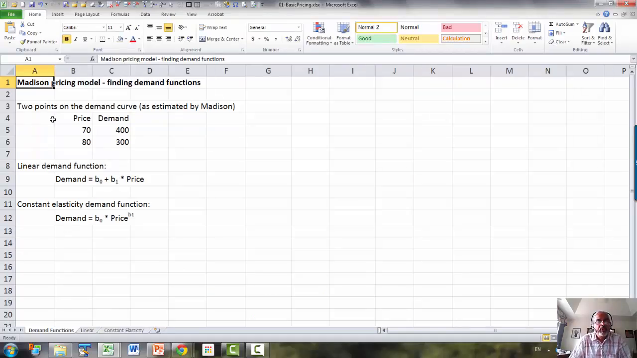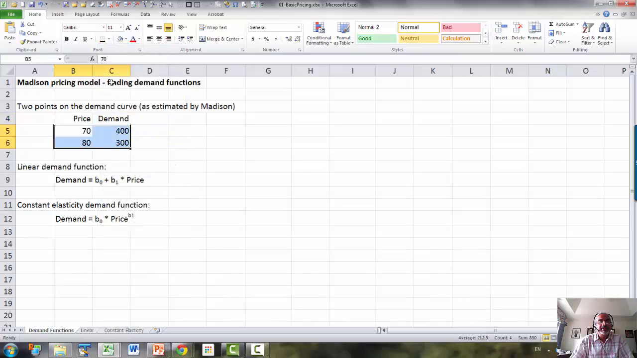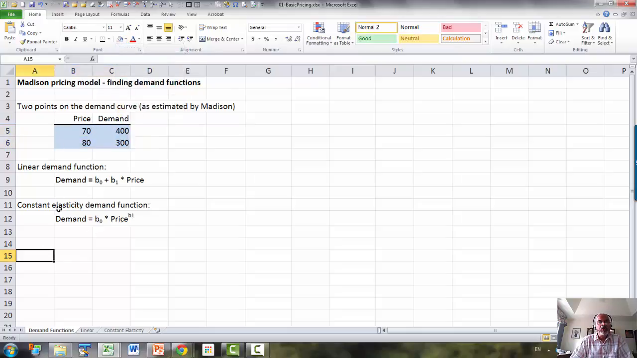Here we are given 2 points on the demand curve. We have price and demand, and from past records this is given as input. We want to try two different functions, a linear demand function and a constant elasticity function. So we can now plot these 2 points, with demand on the y-axis and price on the x-axis. We'll first plot demand.